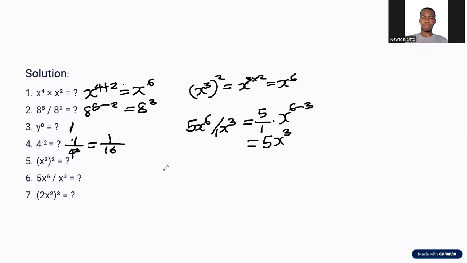And the final equation: 2x squared all raised to the power 3. We will solve it using this method. We do 2 raised to the power 3, and x squared all raised to the power 3. What is 2 raised to the power 3? That's 2 times 2 times 2, which is going to give us 8. And x raised to the power 2 times 3, and this gives 8x raised to the power 6.